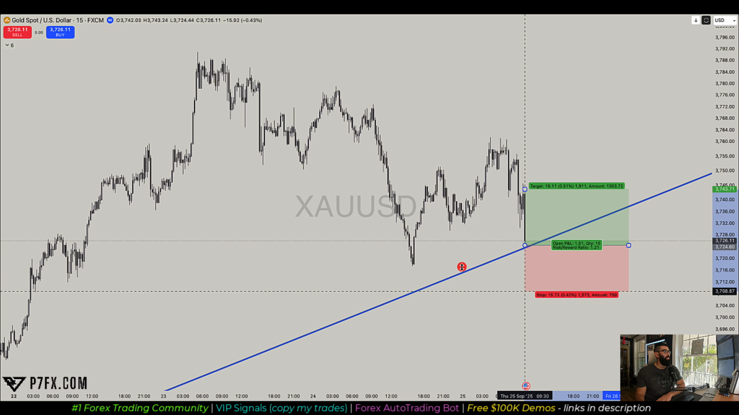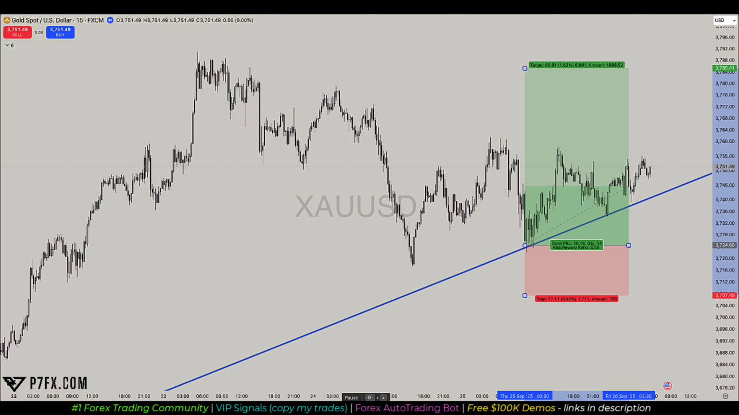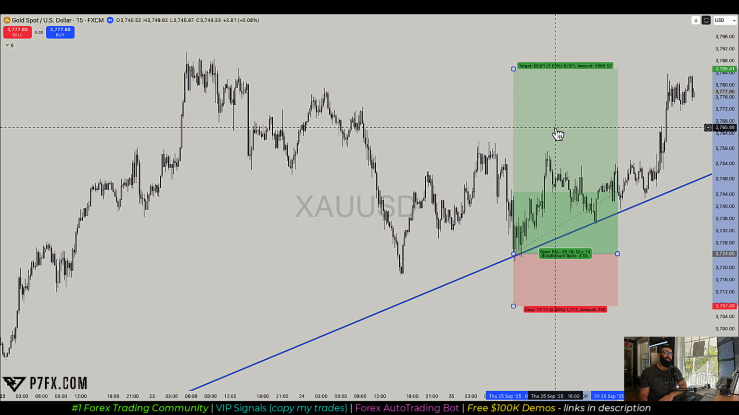Our stop loss is going to be beyond this level of support, setting our take profit targets at either of these levels of prior resistance. As the trade plays out, this would have been a profitable trade for almost 600 pips.